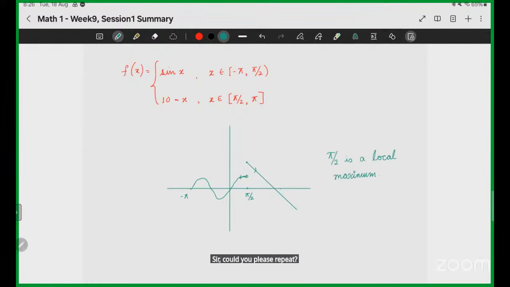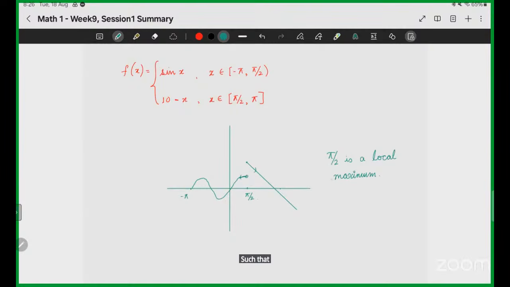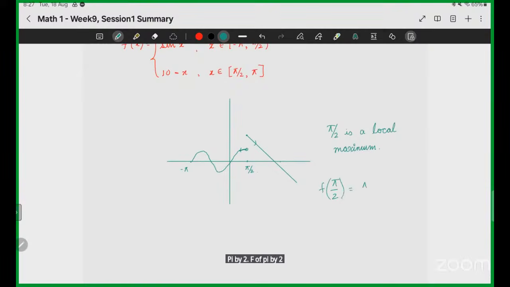So for the function, for a point to be called a local maximum, what do we need? We need that there is an interval around that point such that the function values in that interval never exceed the function value at the point of interest. So for example, in this case, the point of interest is pi by 2. F of pi by 2 is 10 minus pi by 2 as per the given definition.